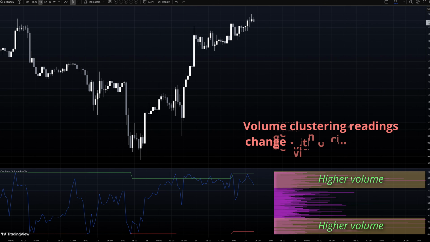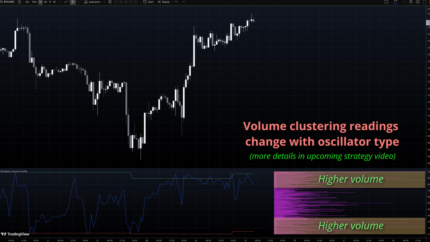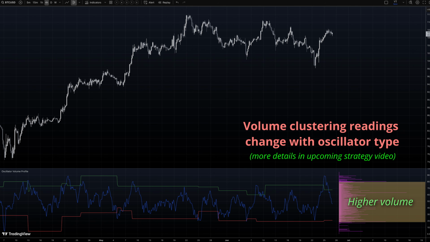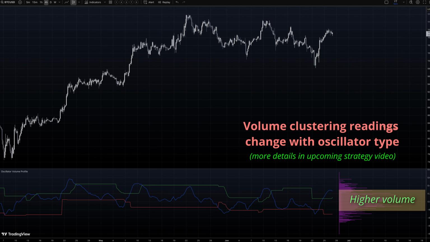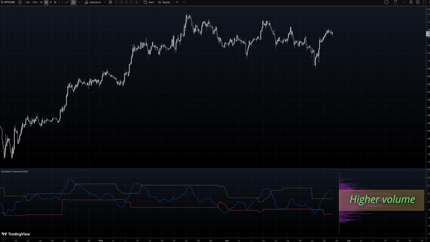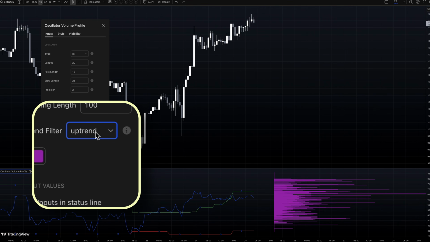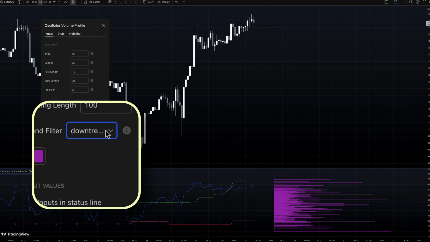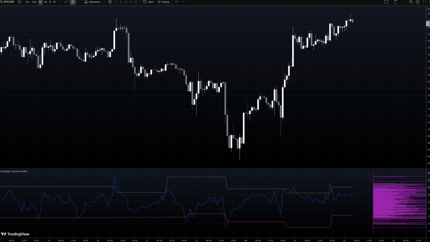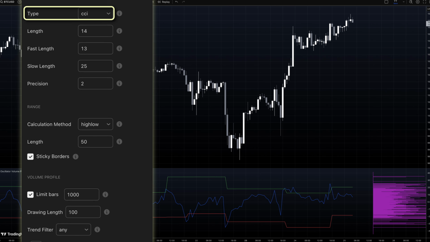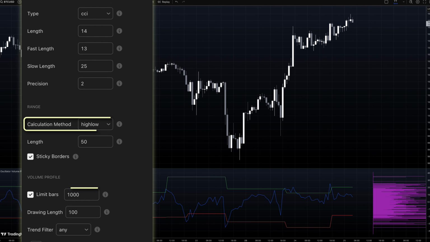Traders can identify oscillator levels where volume clustering suggests strong support or resistance for momentum itself. When an oscillator approaches these high-volume zones, it may indicate areas where momentum could stall, reverse, or accelerate based on historical volume patterns. The trend filter option allows focusing on uptrend or downtrend periods exclusively. The indicator offers extensive customization, including oscillator type selection, length parameters for different oscillator calculations, range calculation methods, volume profile length limits, drawing size adjustments, and trend filtering options. Users can fine-tune precision levels and sticky border settings for more refined analysis.